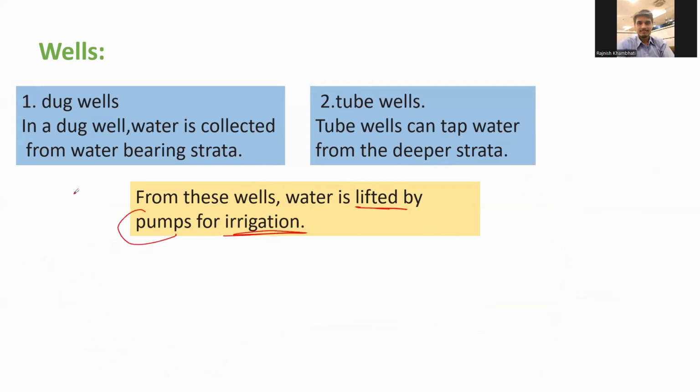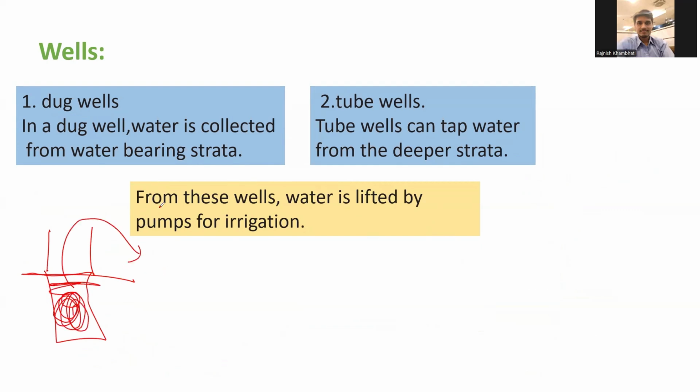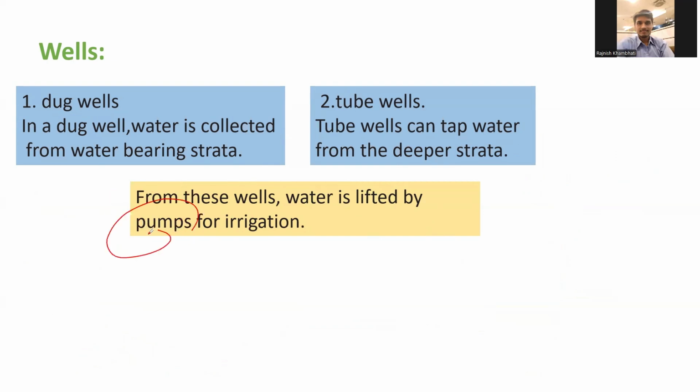So in both places we can use the pump, because here the water is present but it is not going to come outside by itself. So for that, we can use a pump. The pump will do that work. And the same thing is here, the pump was present. So in both ways, we can do irrigation with the water. The example is wells.